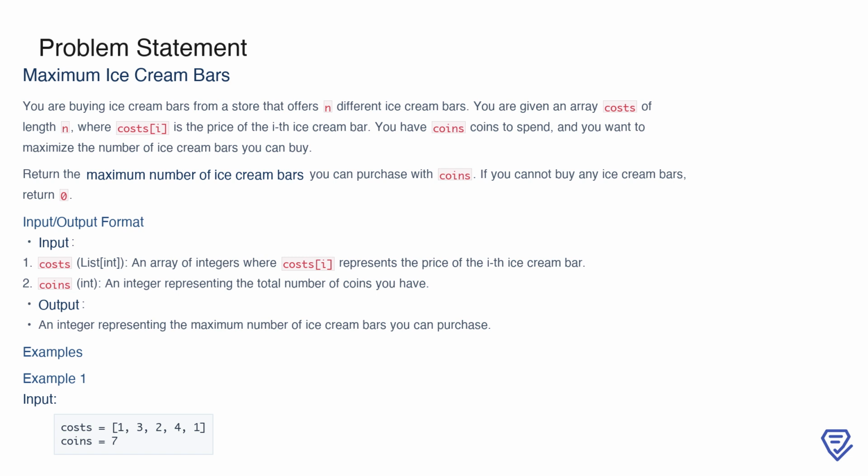To better understand the problem, let's consider the input and output formats. The input includes the array costs and the integer coins. The output will be a single integer, representing the maximum number of bars you can afford. Let's look at some examples to clarify this further.